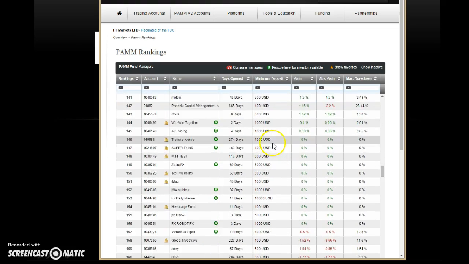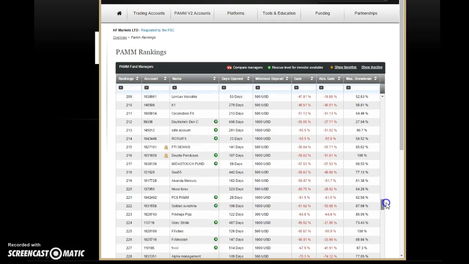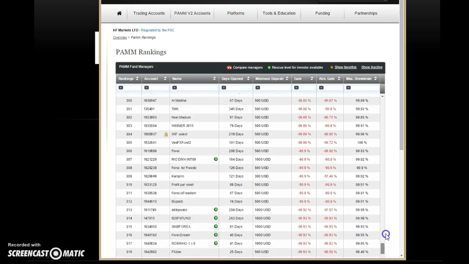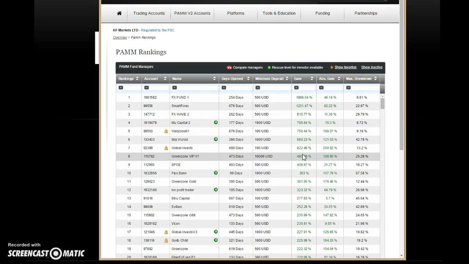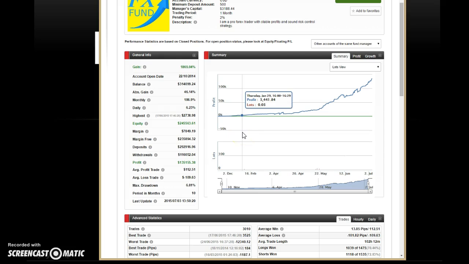But as soon as you get to around 150, all you see is losses. Loss. So, how do we pick the right server here? Well, first off, you have to go in and log in to a server and see how it works. This one we can take a quick look.